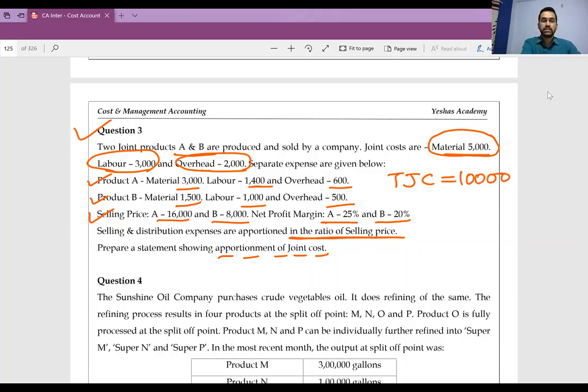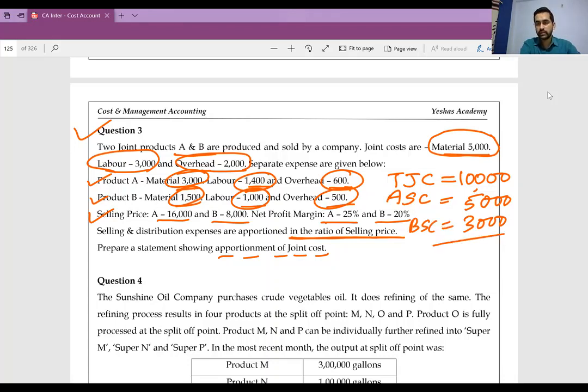Separate cost for A, material 3,000, labor 1,400, overhead 600. This is separate cost of A, 5,000. Then B also has a separate cost, 1,500, 1,500. That will be 3,000. This is B's separate cost. This is 18,000, the total cost of joint activity, separate activity A, separate activity B. Keep this number one side.